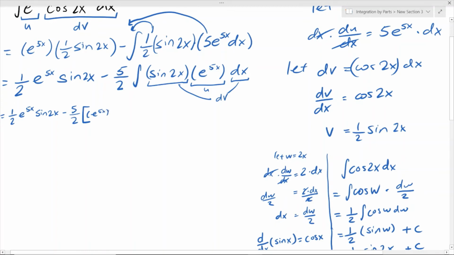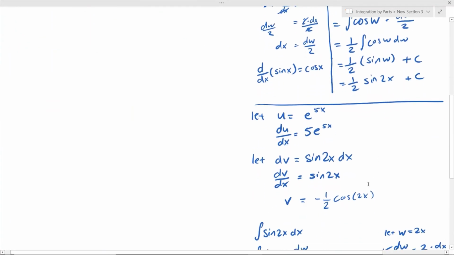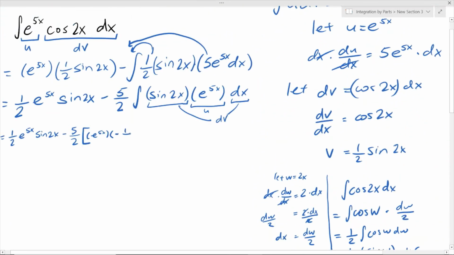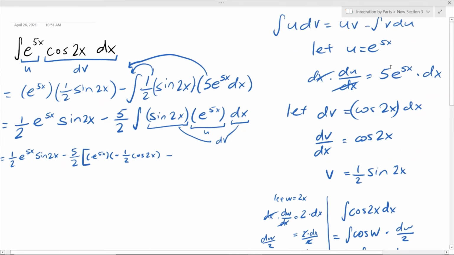And then we need to multiply by v. So v is going to be equal to negative a half cos 2x, negative a half cos 2x for v. And then we have to subtract, right, as shown in the formula right here. And then we have to write the integral sign.